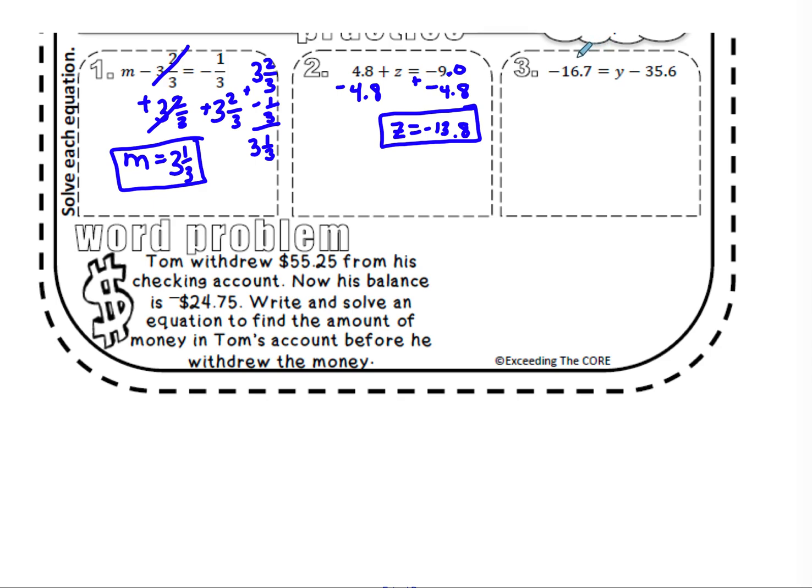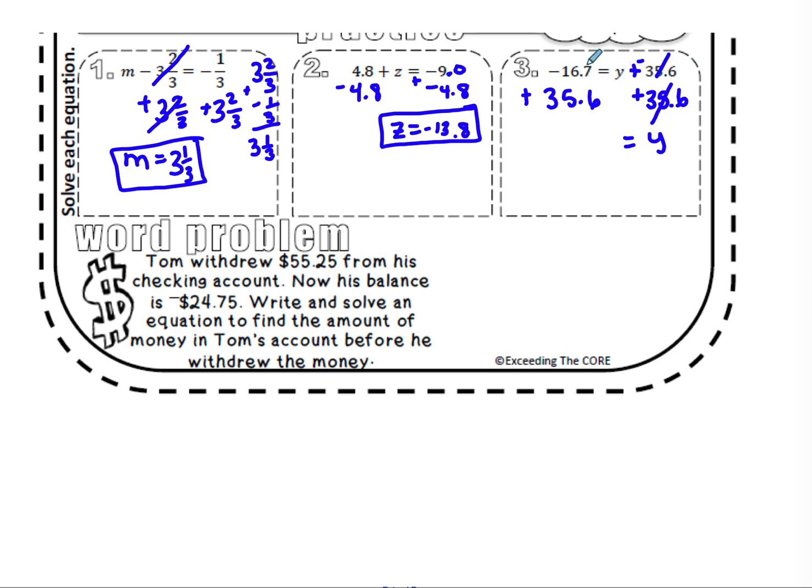All right, for number 3, I have negative 16 and 7/10 equals y minus 35 and 6/10. This is subtraction. I'm going to get rid of that with addition, adding 35 and 6/10. You don't have to do boom boom here, but if you do, you're still getting rid of the negative number by adding a positive. Plus 35.6. Okay, negative 35.6 plus positive 35.6. Those cancel out. They equal 0. I'm left with y on this side.